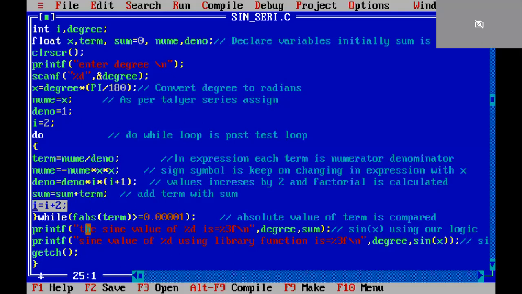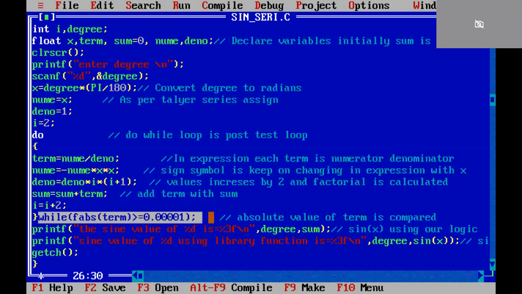Okay. Later, at the end of the statement, we wrote a while loop. What I wrote is: if the absolute value of term is greater than 0.00001, which is nothing but the float epsilon value. If you don't want to write the float epsilon value, you need to use the variable FLT_EPSILON, and you need to add the header file called float.h. For example, observe here.